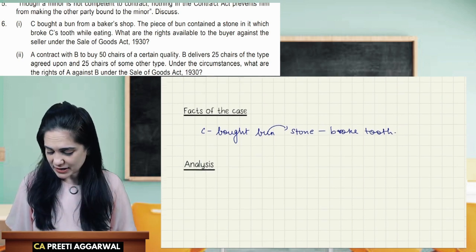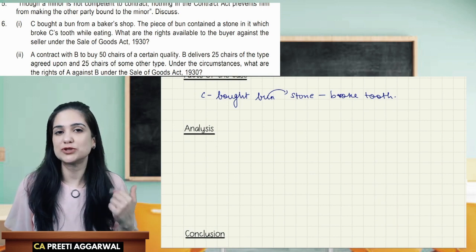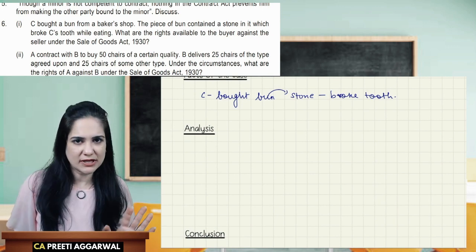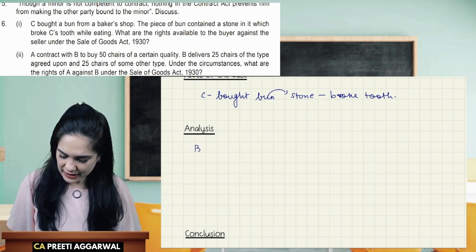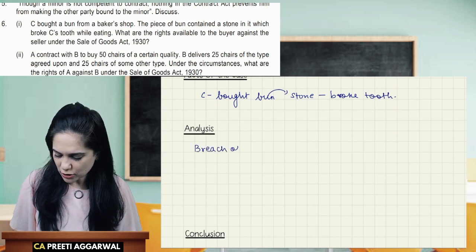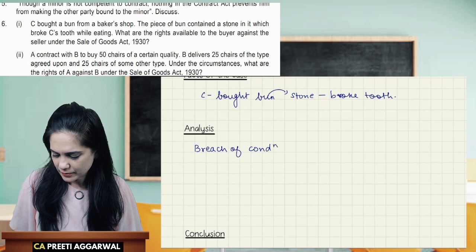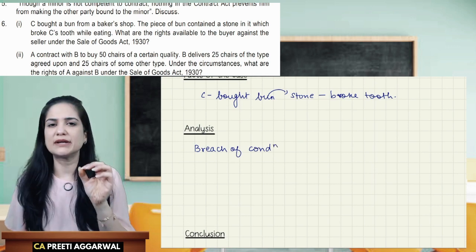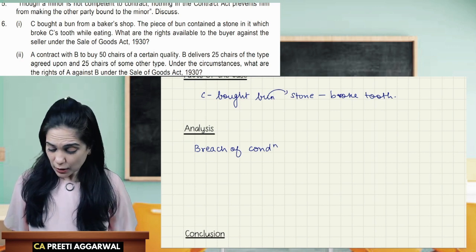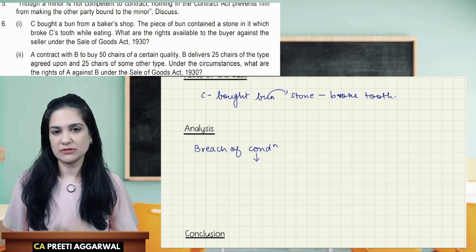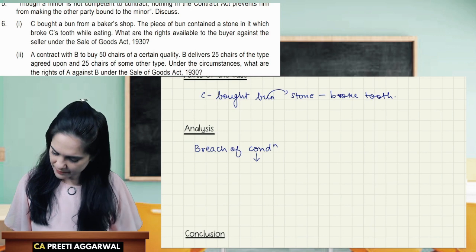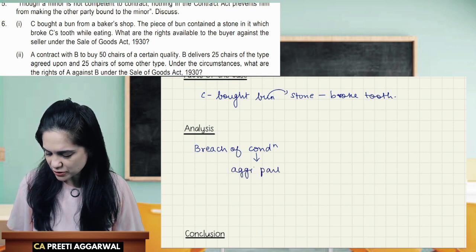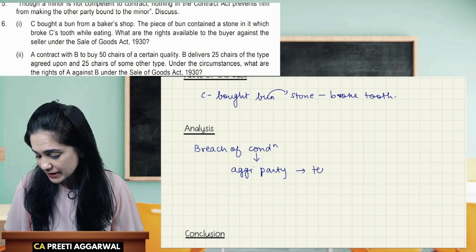What will you write in the analysis part now? What solution will you give? That in this case, there is breach of condition as to the wholesomeness. Yes, so you will write there is breach of condition as to wholesomeness, and there is breach of condition as to merchantability also. What happens in breach of condition? Yes, tell me what happens in breach of condition. The aggrieved party can terminate the contract.